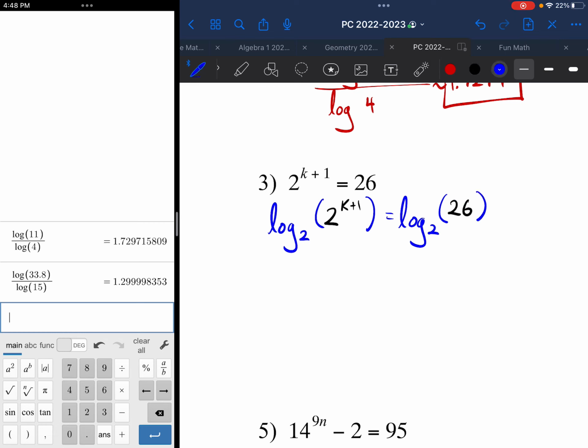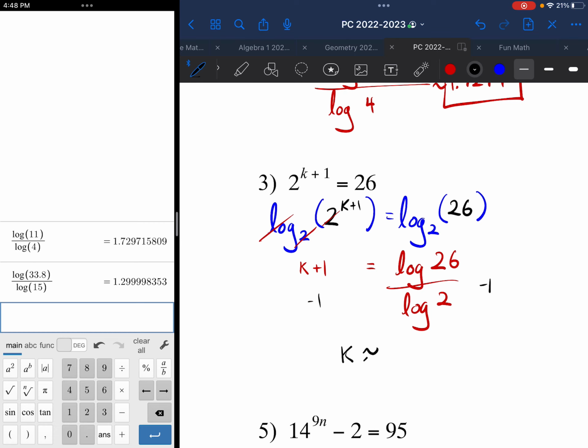All right, and as before, cancel, cancel, cancel, leaving us with k plus 1 on the left, and on the right side we are going to do a change of base formula, and we're going to get log of 26 all over log of 2. And then from here, I just need to subtract 1 on both sides. Minus 1, minus 1, and there's my final answer.